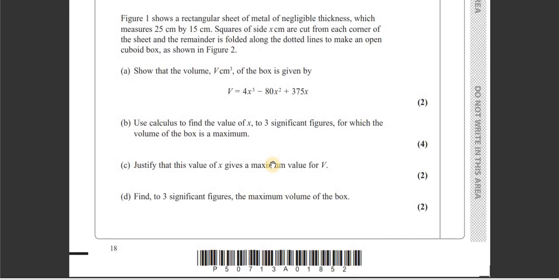Okay, part C, justify that this value of x gives a maximum value of v. If you need to prove that the found value of x in fact gives you a maximum or minimum, the idea is you need to find the second derivative. That means you figure out d2v by dx2, and then you check the sign of d2v, or the double derivative, at the found value of x.